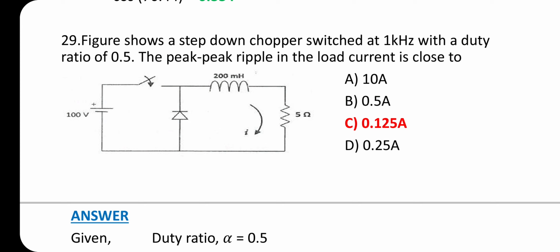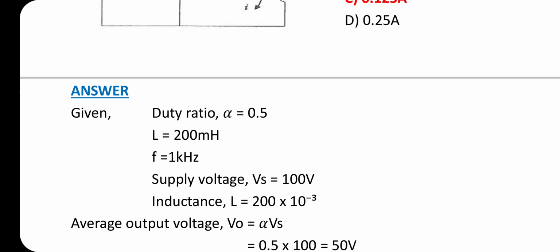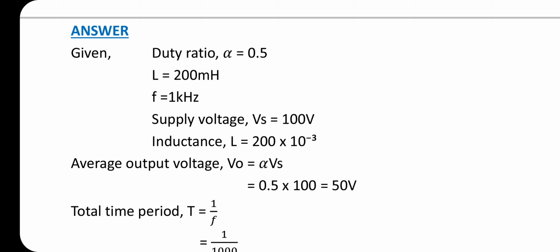Question number 29. Figure shows a step-down chopper switched at 1 kHz with a duty ratio of 0.5. The peak-to-peak ripple in the load current is close to, answer is option C, 0.125 ampere. Given duty ratio alpha equals 0.5, L is 200 millihenry, f is 1 kilohertz. Supply voltage Vs equals 100 volt. Inductance L equals 200 into 10 raised to minus 3. Average output voltage V0 equals alpha Vs. Substituting the values of alpha and Vs, we get the average output voltage as 50 volt.